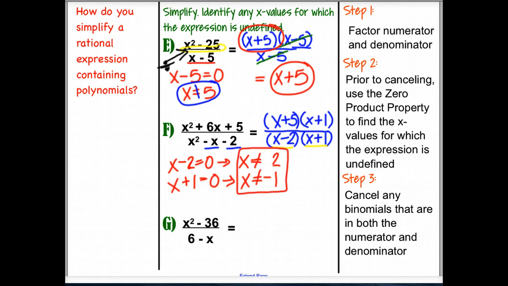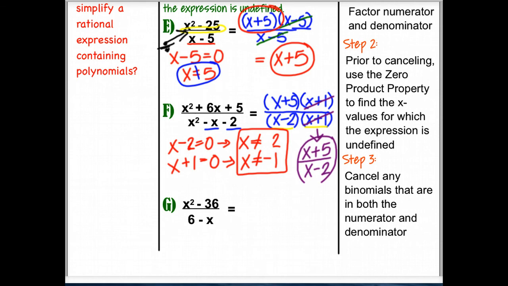Then if I look here, I see that there's an x plus 1 in both of them, and that means that my final expression is (x plus 5) over (x minus 2). Taking a look at example G, we have (x squared minus 36) over (6 minus x). The first thing I want to do is rewrite the problem: x squared minus 36 over -x plus 6.